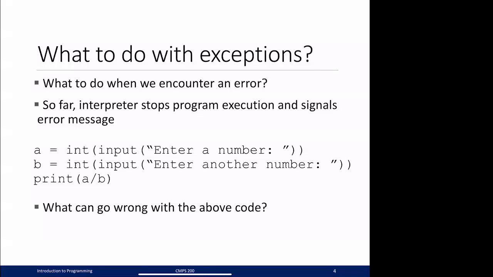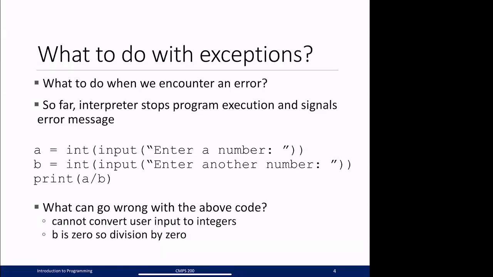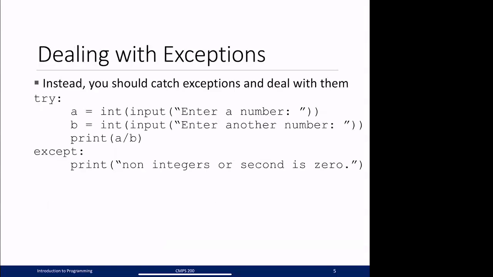So what can go wrong with the above code? We said you cannot convert the user input to integers, or B is 0, so division by 0. Okay, so for dealing with exceptions, the mechanism that we have in Python and in most programming languages is what is called try except. Yeah, so called catching an exception. So we say the following: the keyword to use is try. Yeah, it's similar to if, else, but it's really used for exceptions. So I have the keyword try.